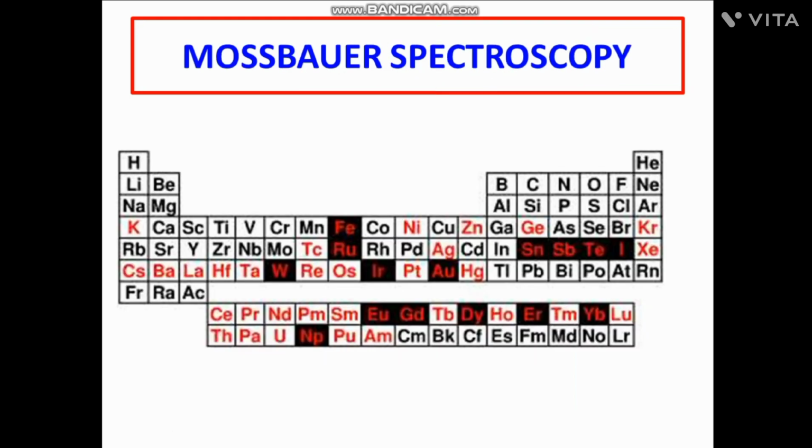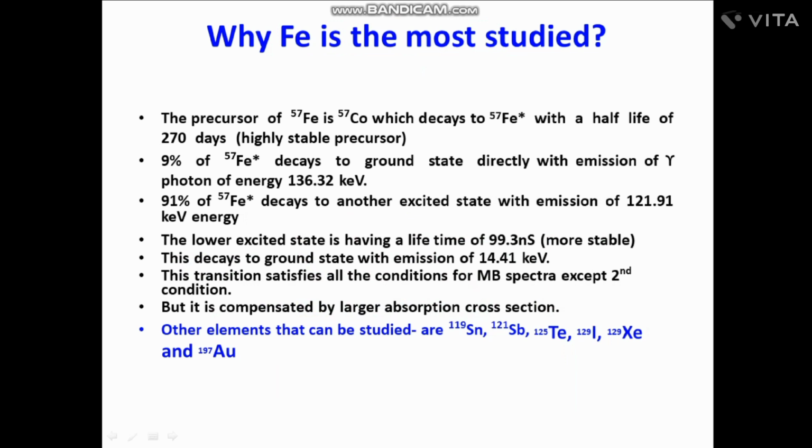Look at this. Here the elements given in red color are all Mossbauer effective, and the black shaded ones are mostly studied. The other elements are yet to be studied, and the frequently studied ones are given in the black shaded portion. And why is iron most studied? Iron is most studied here because it is a very suitable one. The most frequently studied element is iron.